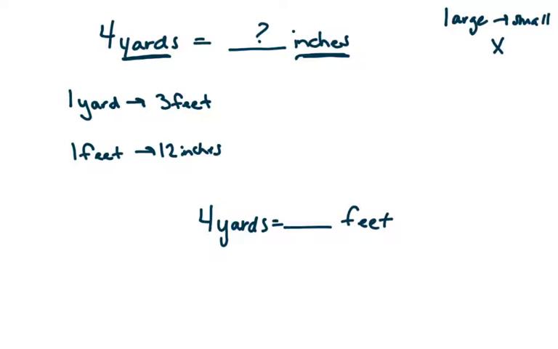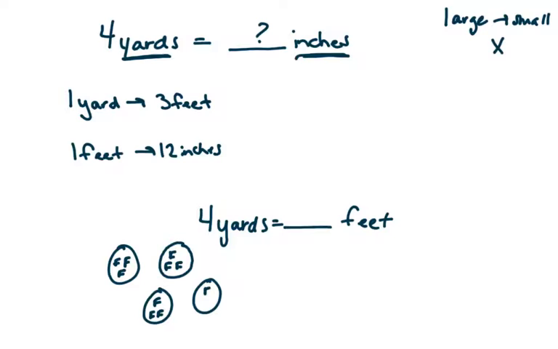To do that, I need to remember that for every one of these 4 yards, there's going to be 3 feet. So if here's a yard, here's a yard, here's a yard, here's a yard, each one of those are going to have 3 feet. Because I'm going from a large measurement to a smaller measurement, I'm going to multiply. I'm going to take 4 times 3 and get 12 feet.